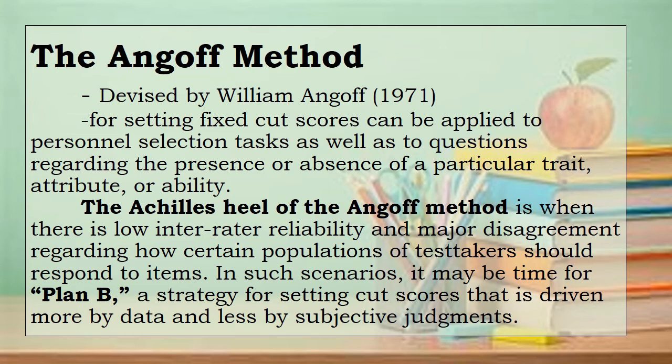It was devised by William Angoff for setting a fixed cut score. It can be applied to personnel selection tasks as well as to questions regarding the presence or absence of a particular trait, attribute, or ability. The Achilles heel of the Angoff method is when there is low inter-rater reliability and major disagreement regarding how a certain population of test takers should respond to items. In such scenarios, it may be time for Plan B, a strategy for setting cut scores that is driven more by data and less by subjective judgments.